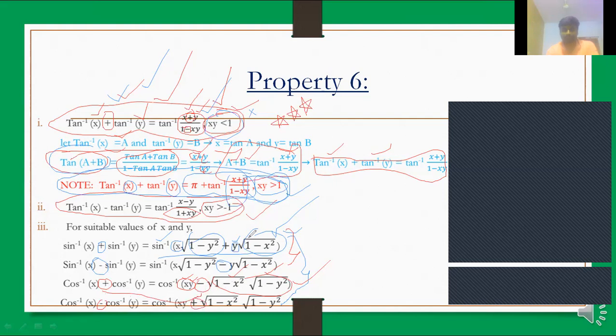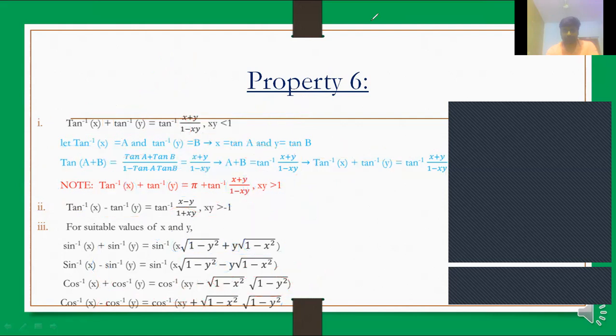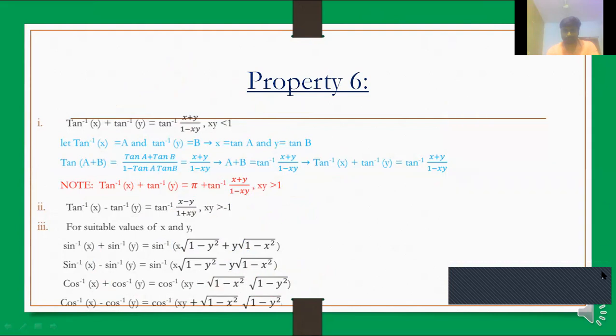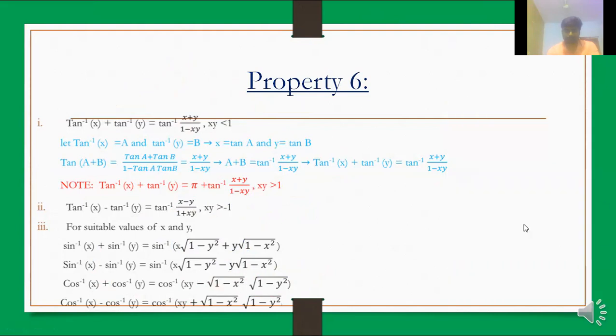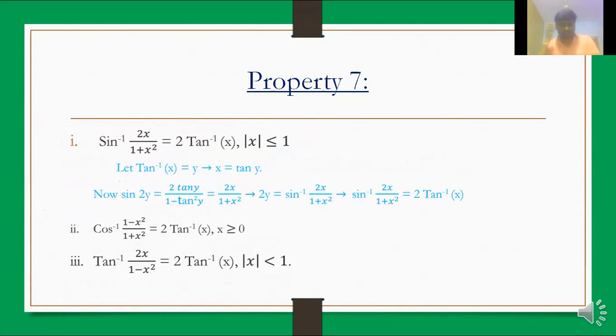Okay. There is nothing much to understand about that formula. Clear? Now let us go for the next property, property 7. See here, this is a very important formula.